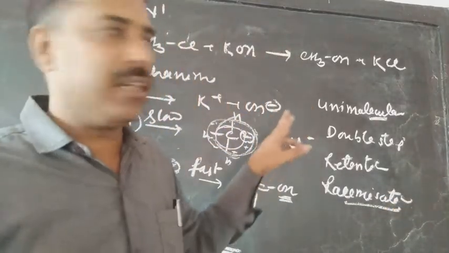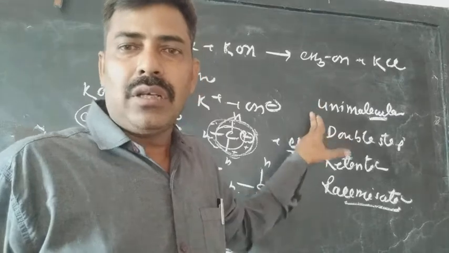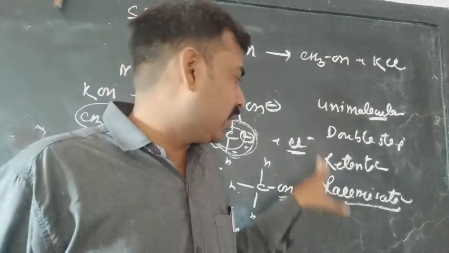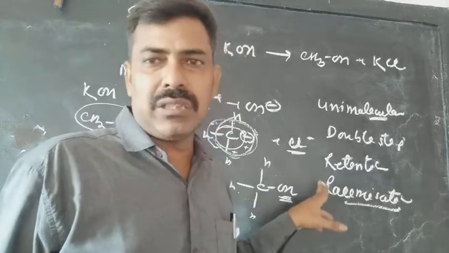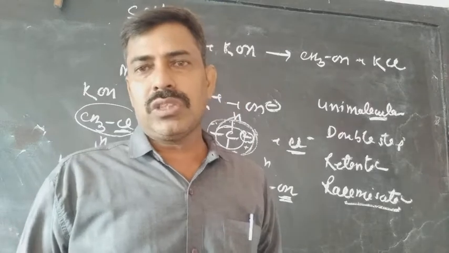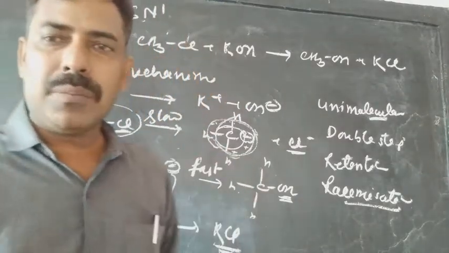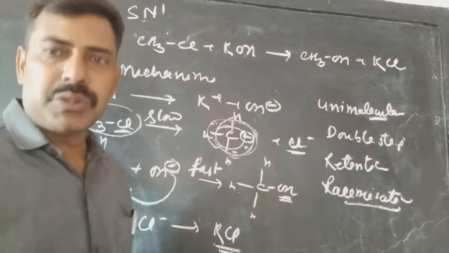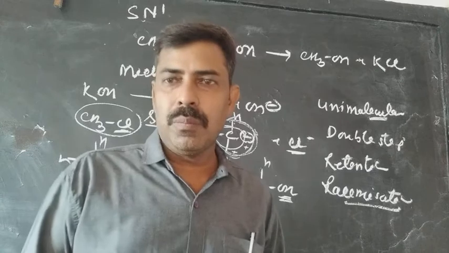So what are the criteria? It is a unimolecular reaction or two-step reaction. It undergoes the process with a racemic product, racemization, and even some retention product is also obtained. So this is the general criteria of the SN1 reaction, that is, substitution nucleophilic unimolecular.